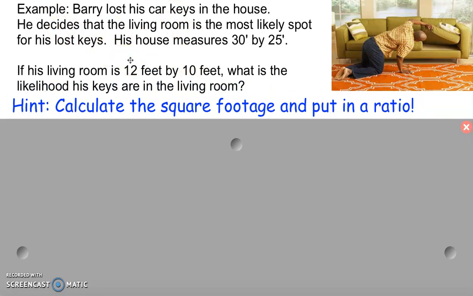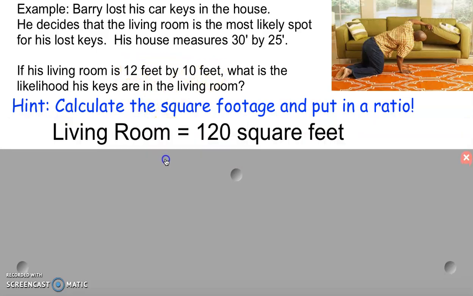All right, Barry lost his keys. Oh my gosh, Barry is always losing his keys. He decides that the living room is the most likely spot for his lost keys. What's the probability that the keys are in the living room? So the first thing we need to do is measure the living room and figure out how much we've got. 12 times 10 is 120 square feet.